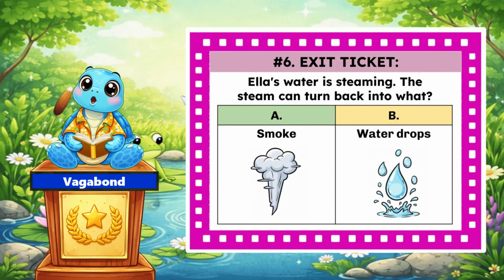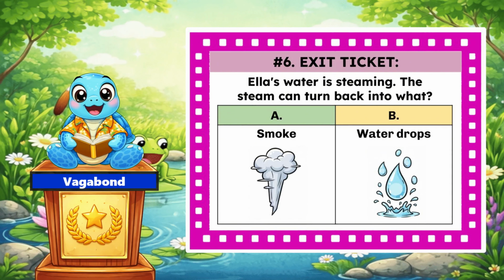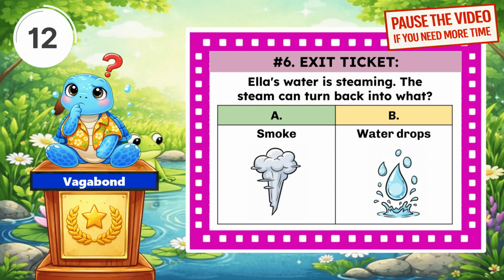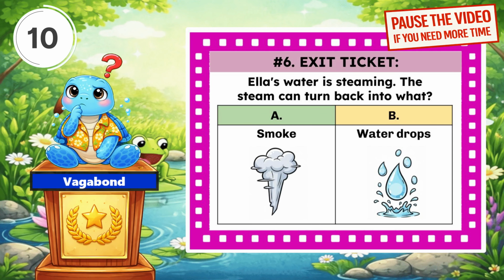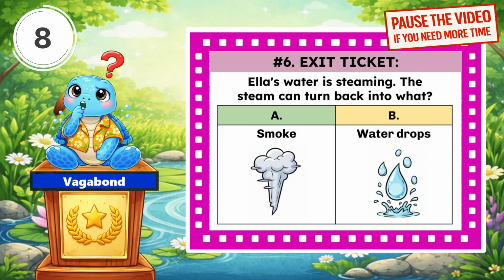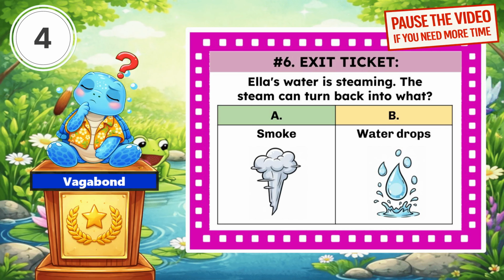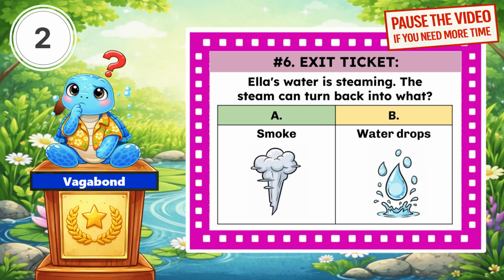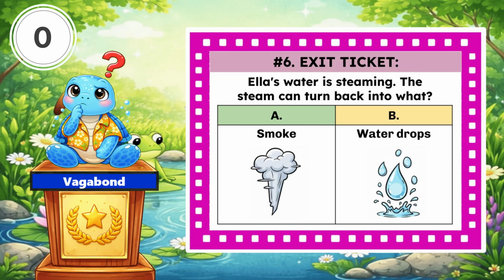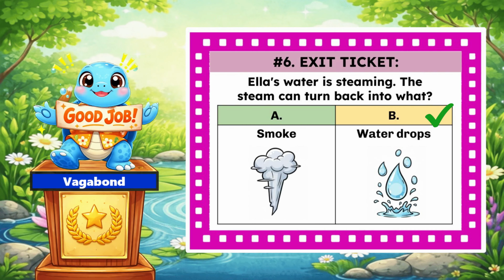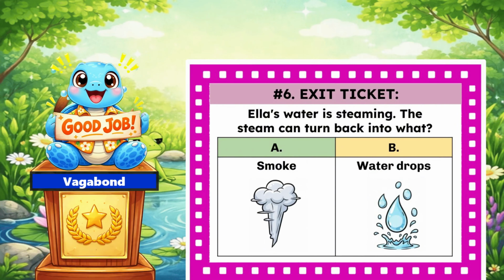Ella's water is steaming. The steam can turn back into what? And the correct answer is letter B, water drops.